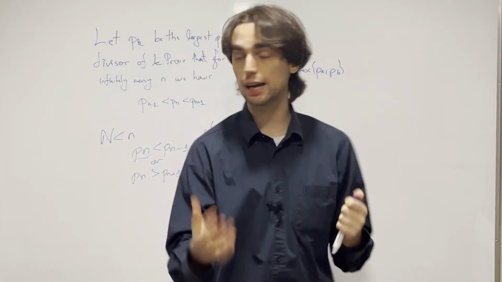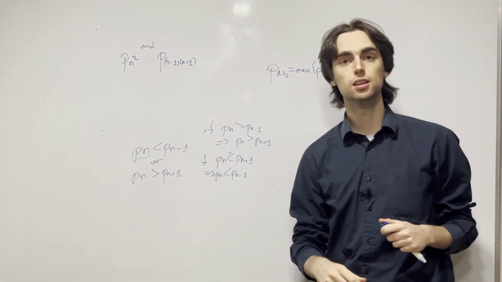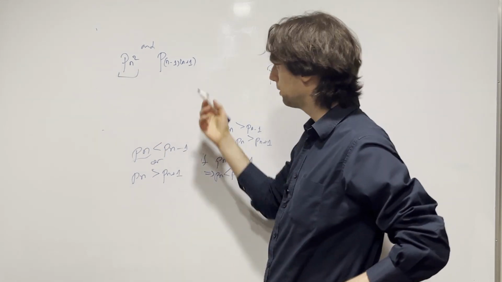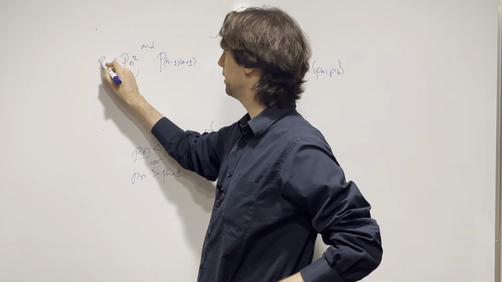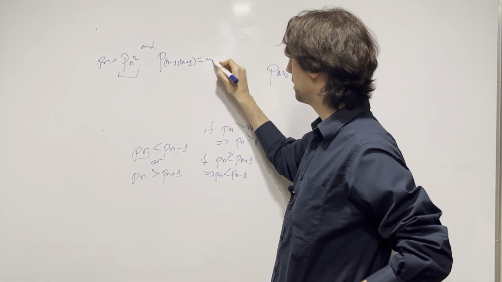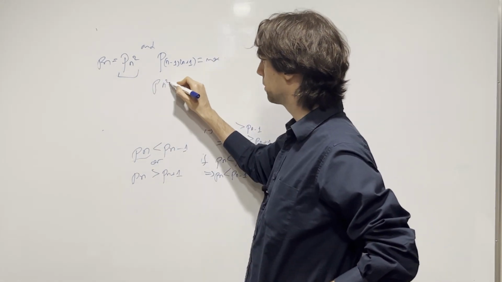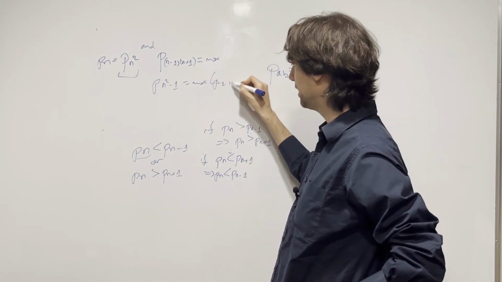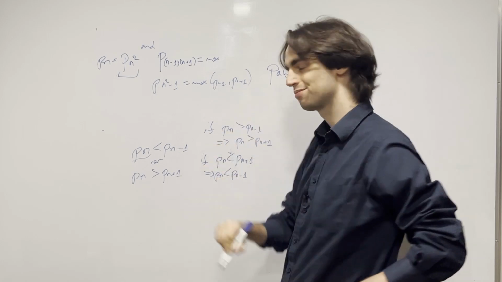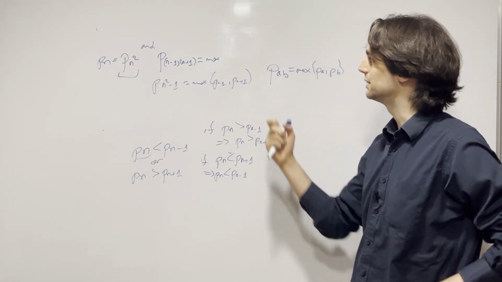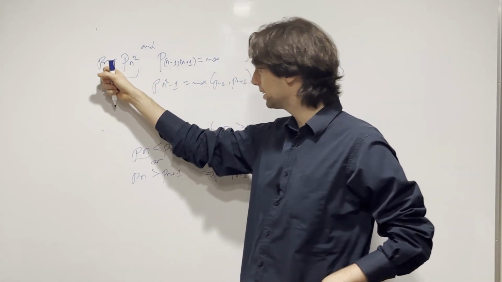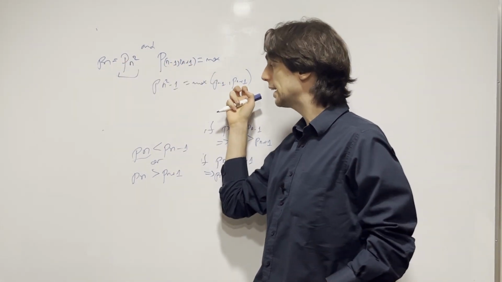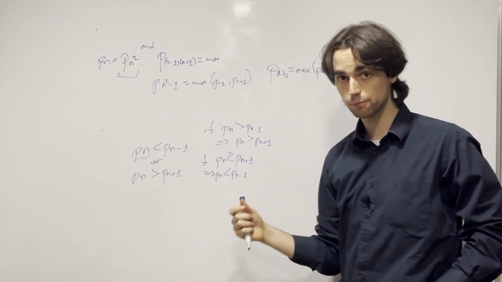And here's the next step. When we look at p of n squared, we have that p of n squared is equal to p of n. And p of n squared minus 1 is equal to the max of p of n minus 1 and p of n plus 1. And why is this cool? Because now we have one thing for p of n with its relationship to these two, and that gives us a relationship for the next one.